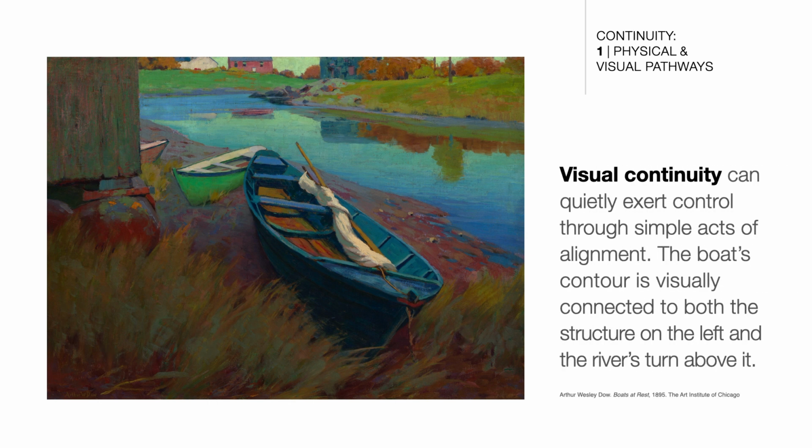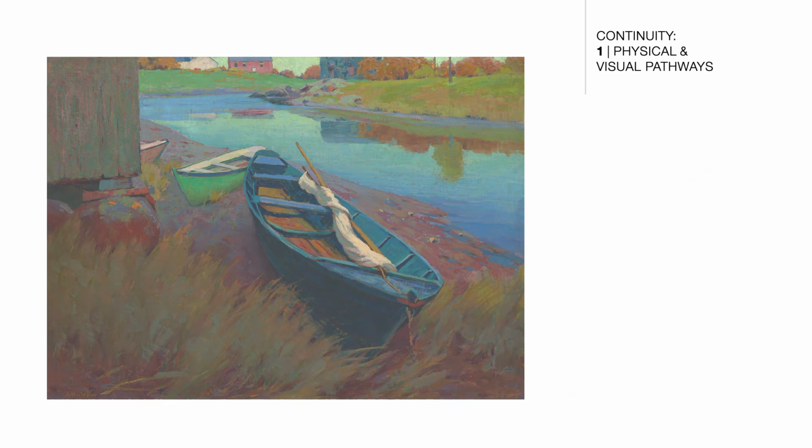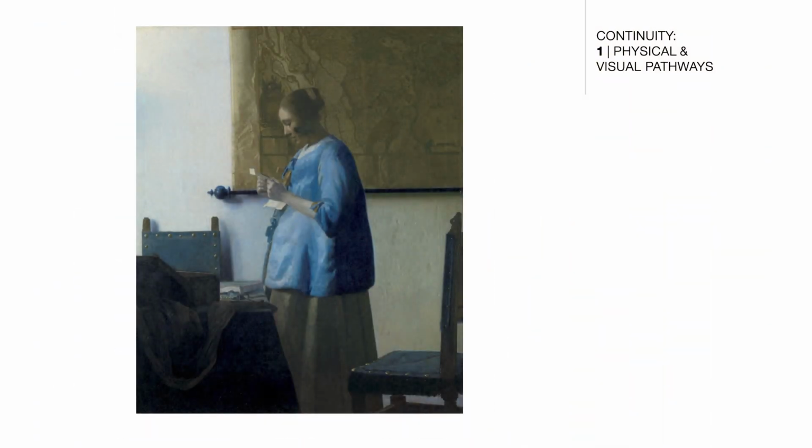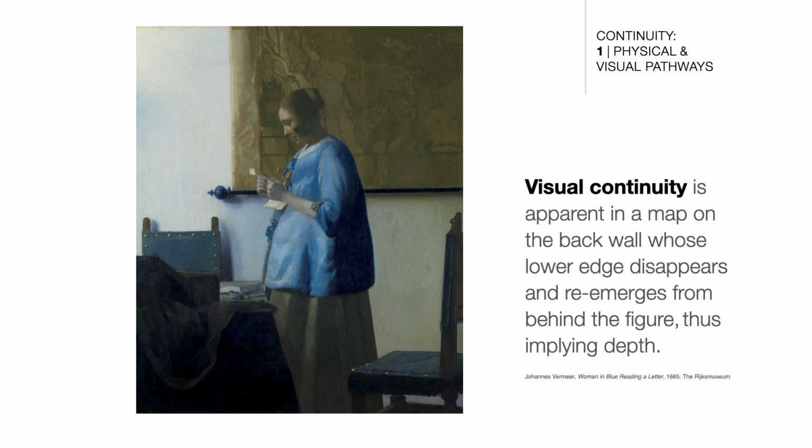Visual continuity can quietly exert control through simple acts of alignment. The boat's contour is visually connected to both the structure on the left and the river's turn above it. Visual continuity is apparent in a map on the back wall whose lower edge disappears and reemerges from behind the figure, thus implying depth.